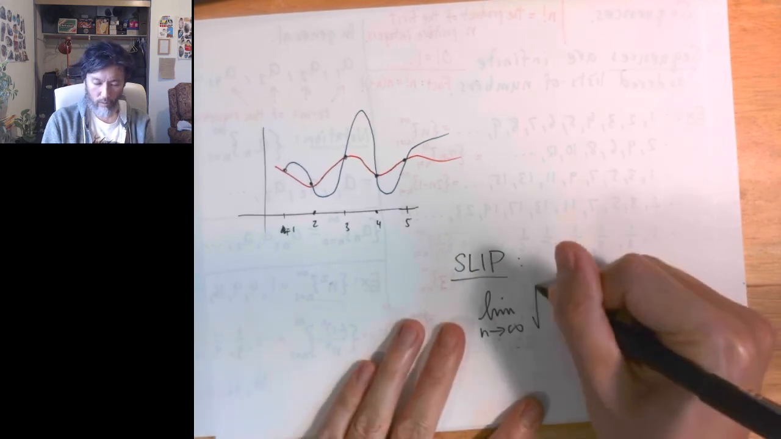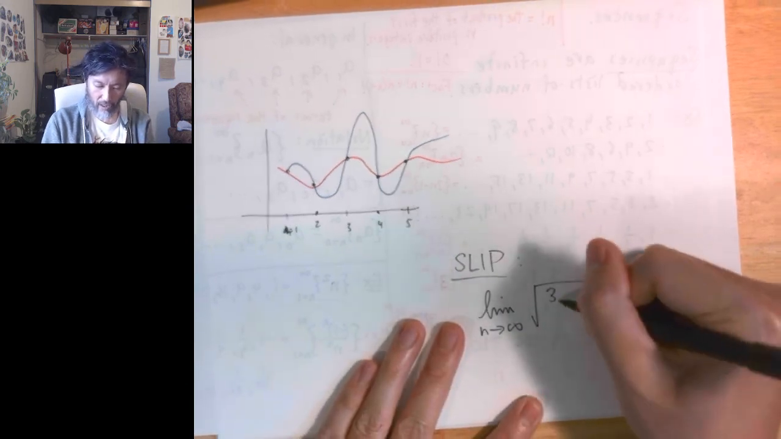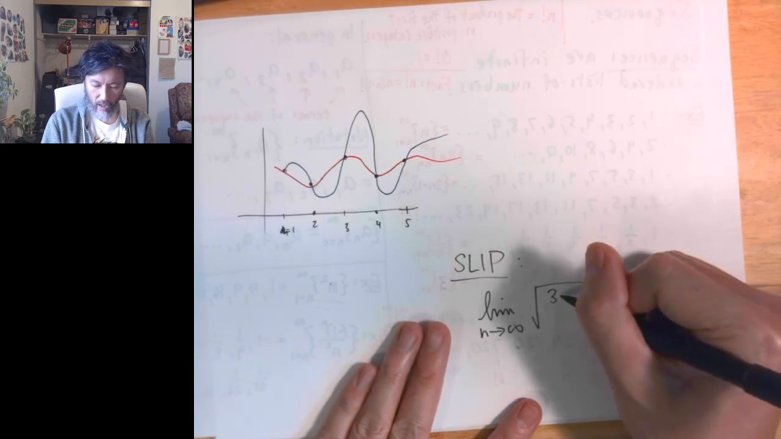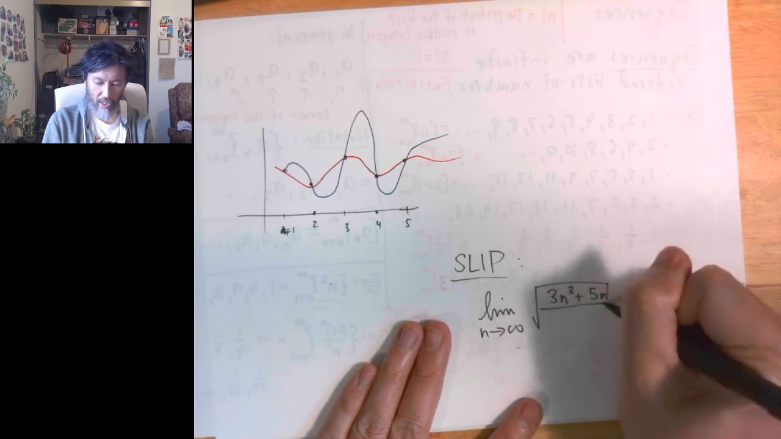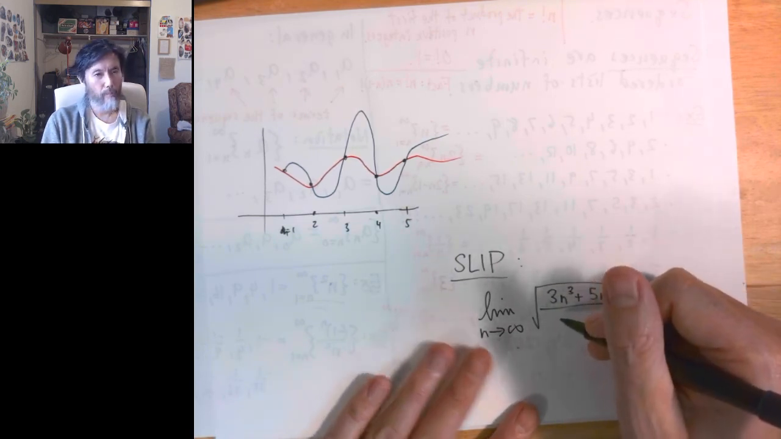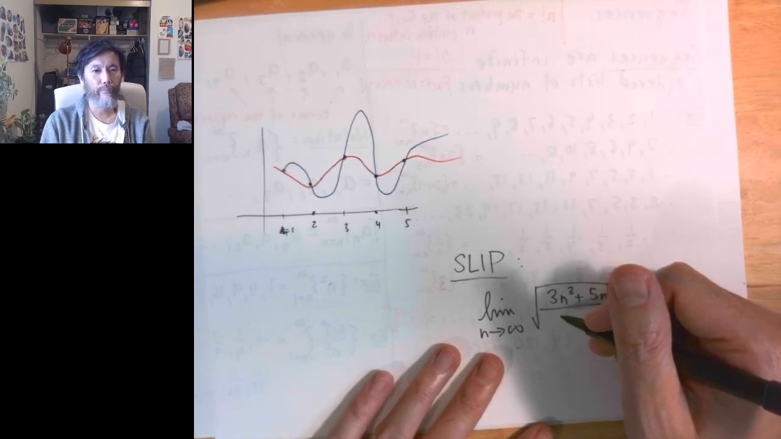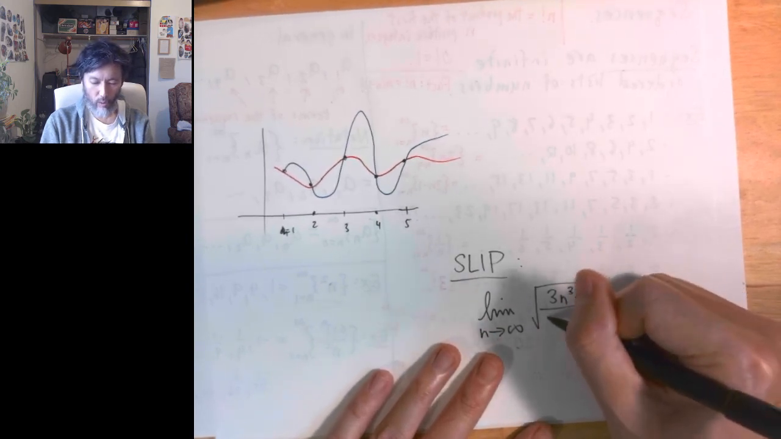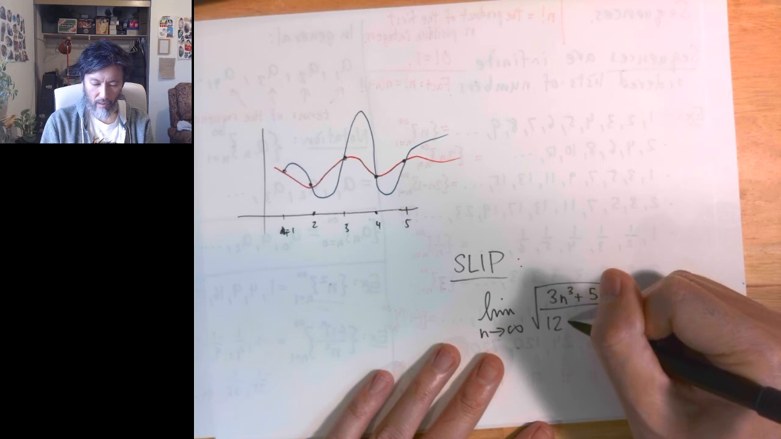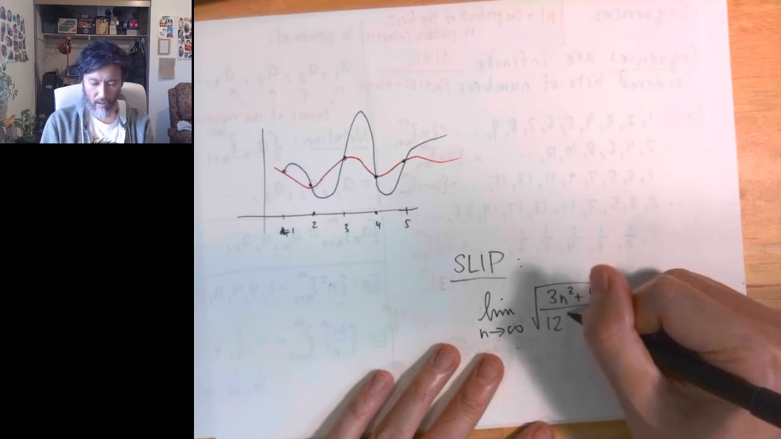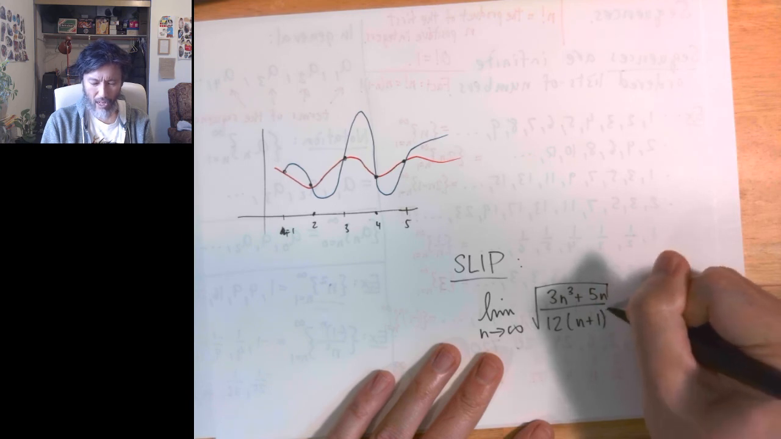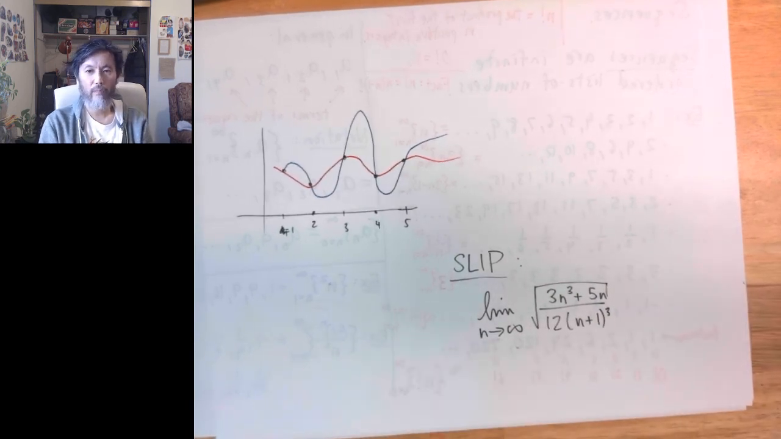The square root of 3n cubed plus 5n divided by 12 times n plus 1 cubed. I don't know what I'm doing, I'm just making something up.